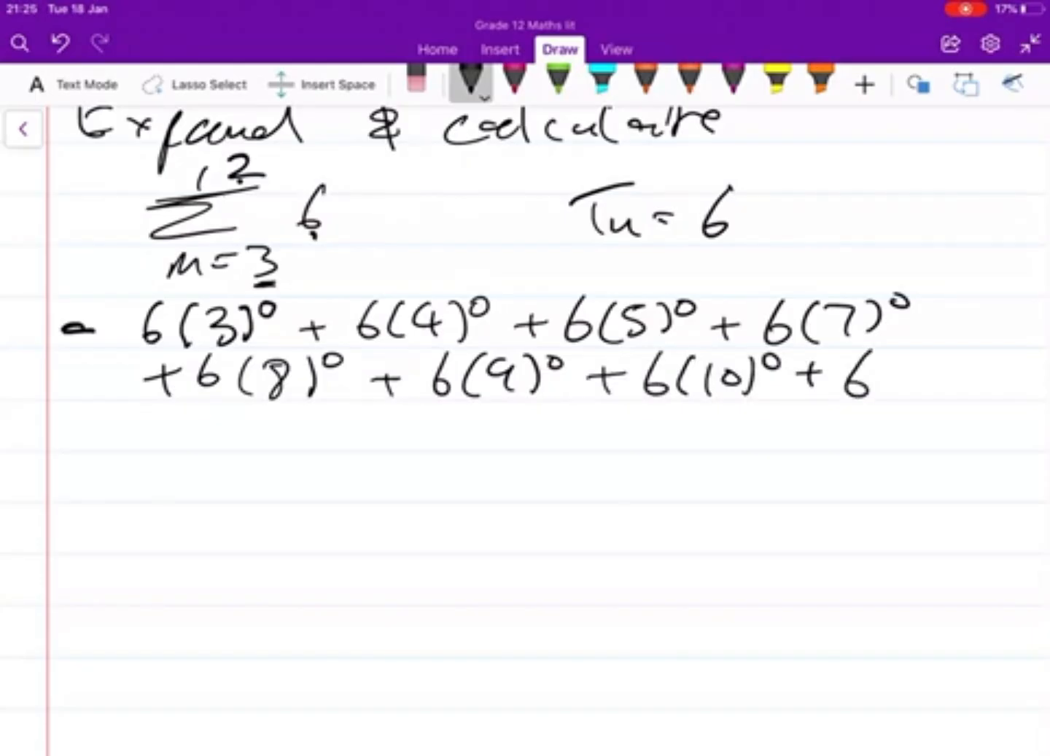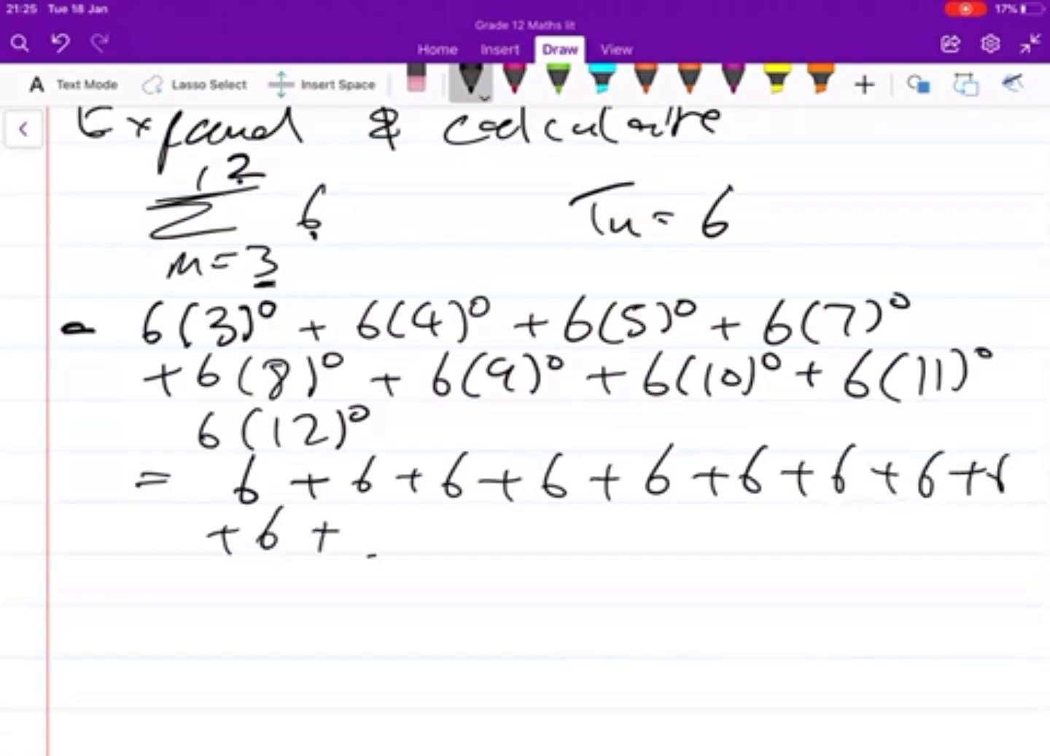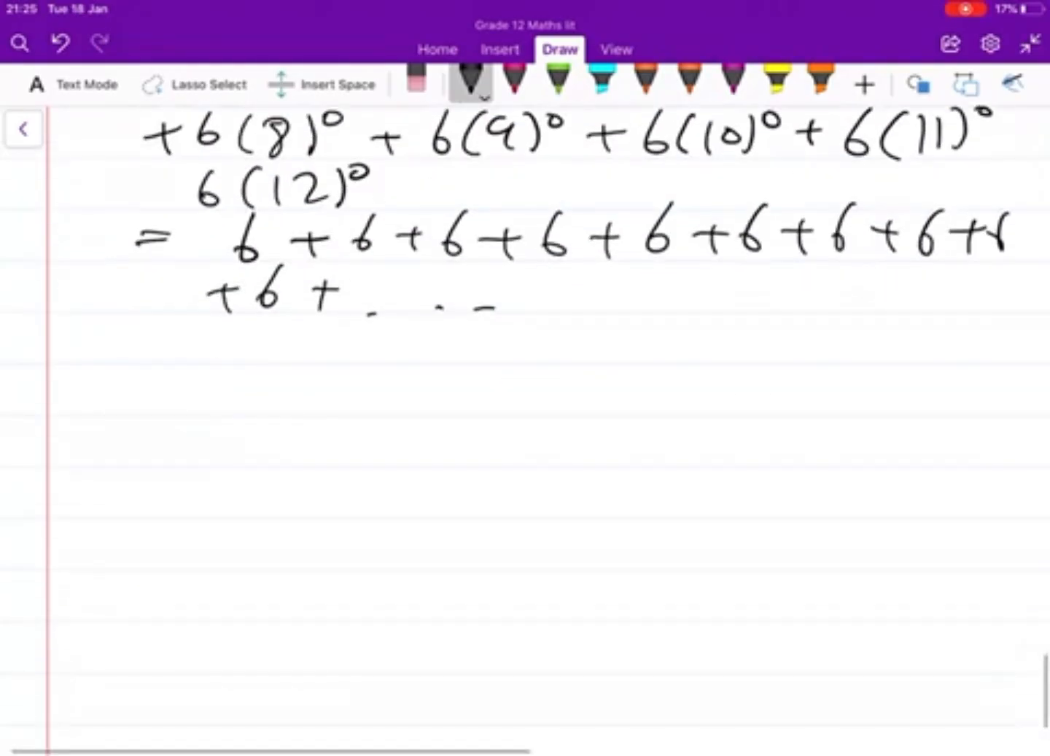The other one, of course, is 11, placed to the exponent 0. And the other one, of course, is 12, placed to the exponent 0. What you will notice here, guys, is that this is 6. This is 6 plus 6 plus 6 plus 6 plus 6 plus 6 plus 6 plus 6 plus 6 plus 6 all the way to the last number. So the answer there would be 60.